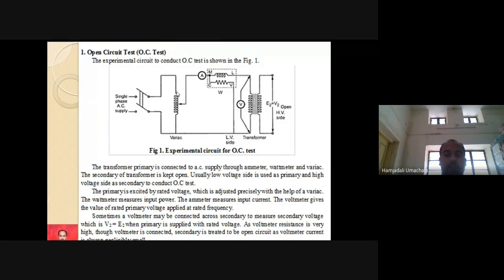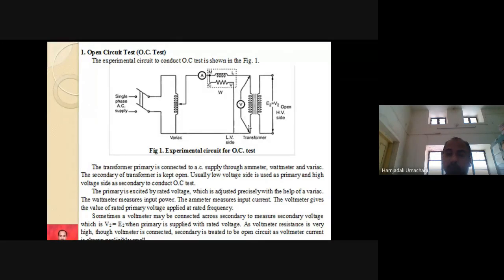So that single phase AC voltage is available across this dimmerstat, and now you have to slowly vary the dimmerstat such that this voltmeter V, which is connected across the transformer, reads the rated voltage. Remember, the condition for the open circuit test is to apply rated voltage. Always we should apply rated voltage. So how to know the rated voltage?